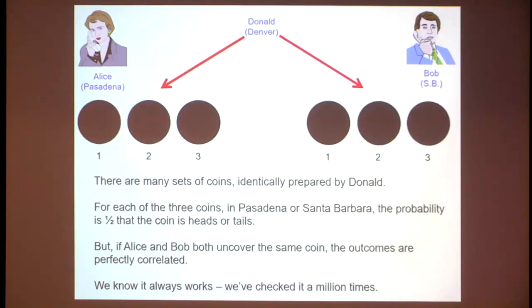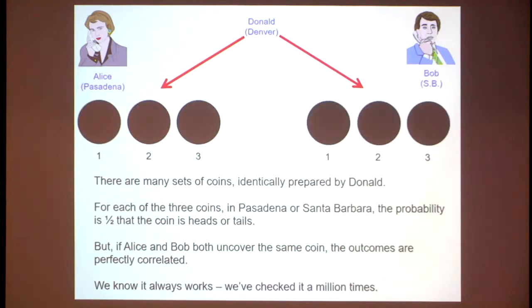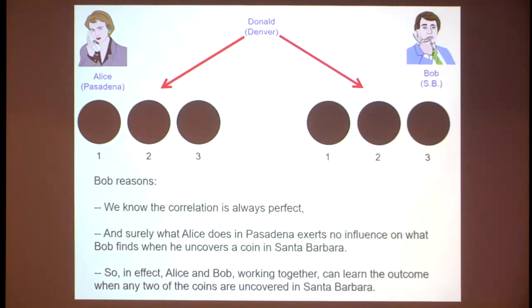Now, I guess I'm going to do it one more time. There we go. We uncovered coin number 2, this time in both places, and it could have been heads or tails. This time it was tails, and they both found tails when they uncovered the same coin.